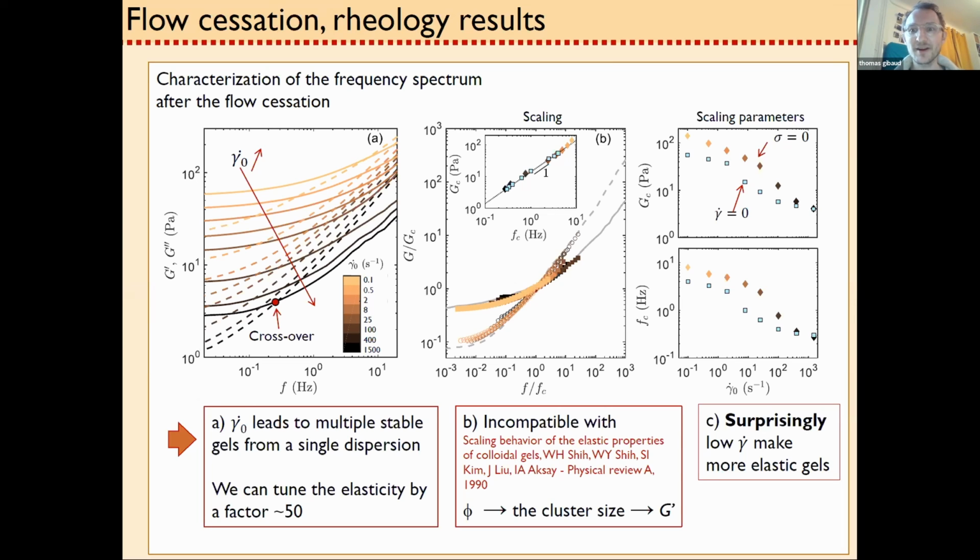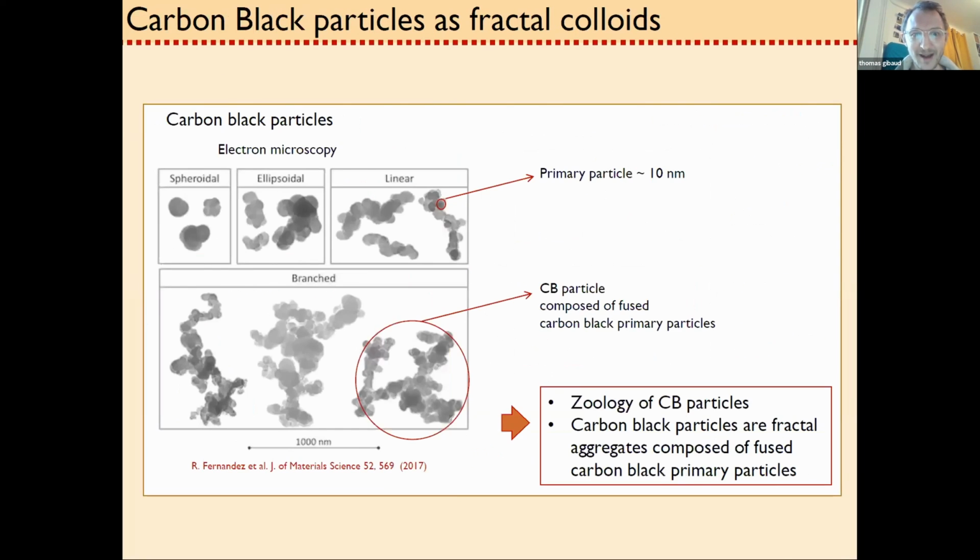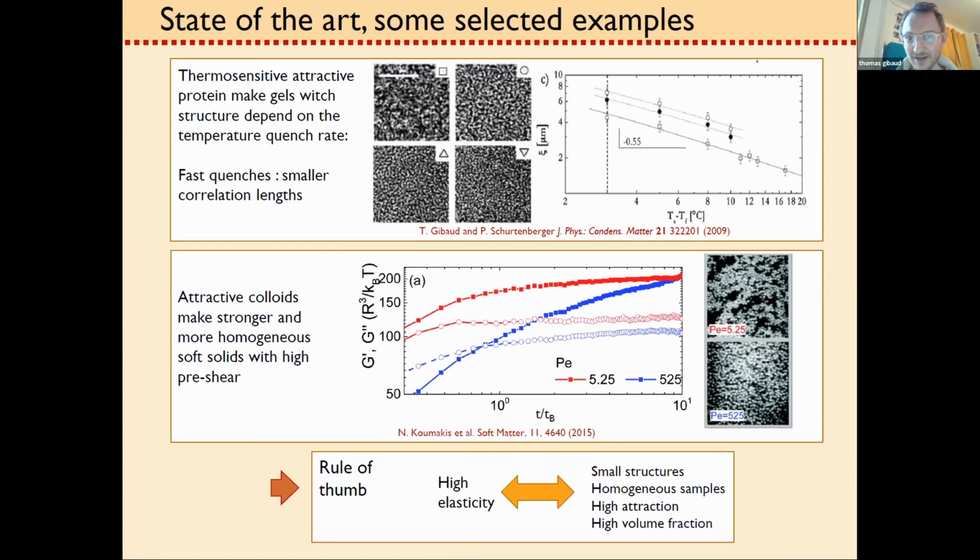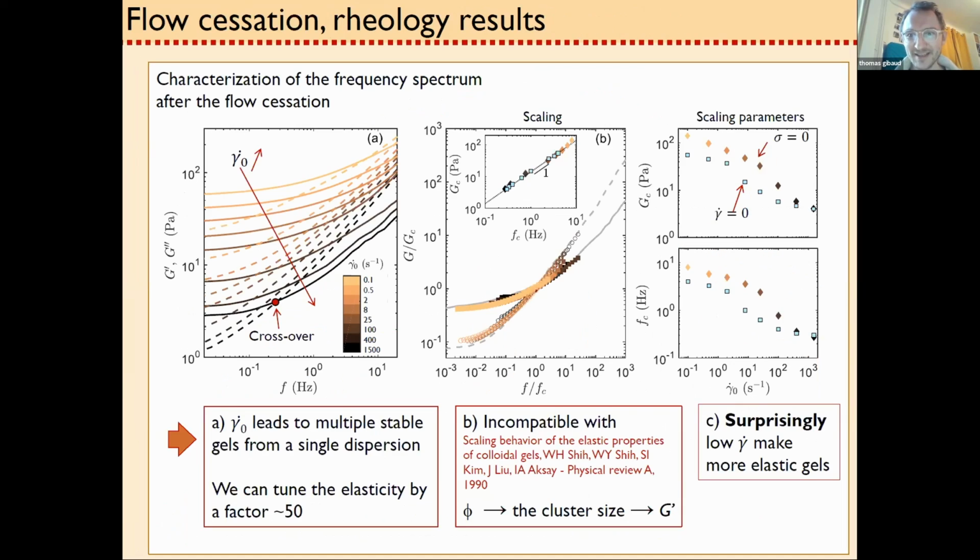That's exactly the contrary of what Koumakis observed in his gel. High pre-shear gives a homogeneous and strong gel, and we get exactly the contrary. So that's something that is very puzzling to us, and that's why we got very interested in this system. So just to conclude this slide, we can create multiple gels with a single dispersion due to shear rate. And also important, it's compatible with Xi's work.